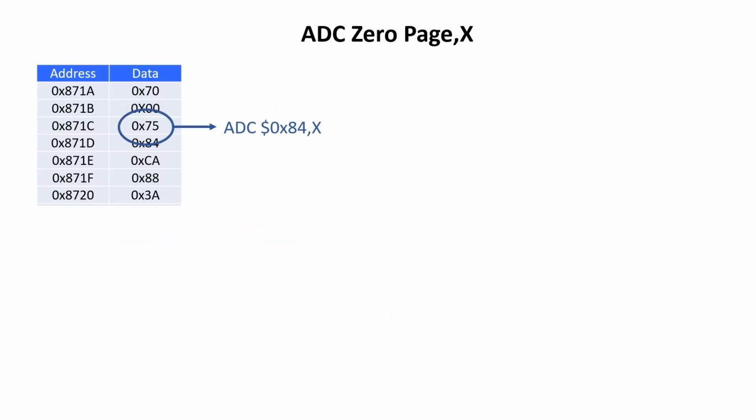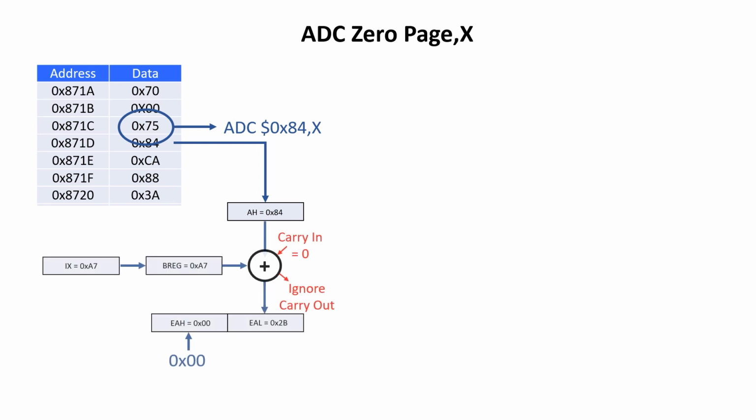Let's say we happen to have 75 and 84 hexadecimal in sequential memory locations. We decode the 75 as the add with carry instruction, and we want to move the 84 into the A hold register. We copy the A7 in the index register into the B register, then we do an addition, and we want the result to go into the effective address low register. We want the carry in to be 0, and we need to make sure it's not done in decimal mode. We ignore the carry out, and we just write 0 into the effective address high register.